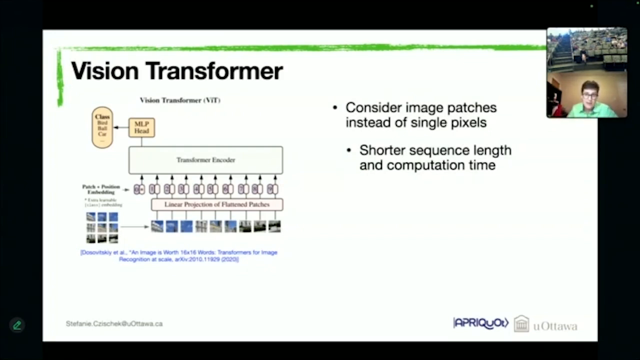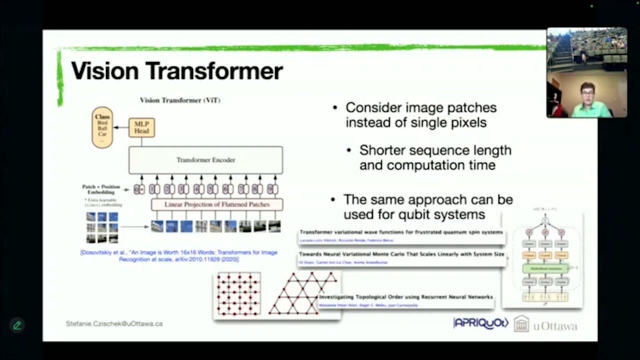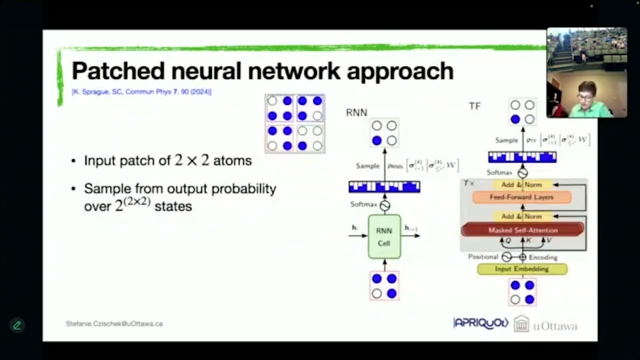And a similar thing can be done with our atoms. So instead of just looking at a sequence of single atoms, we can look at a sequence of patches of atoms. And we were not the first ones to think about this. There were a couple of works which already had this idea of using patches of atoms as an input to these recurrent neural networks or also the transformers. And so together with Kyle, we looked into this idea in a little more detail. As I said, we did this with the RNN and with the transformer model.